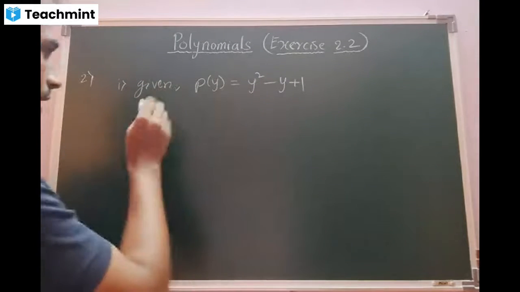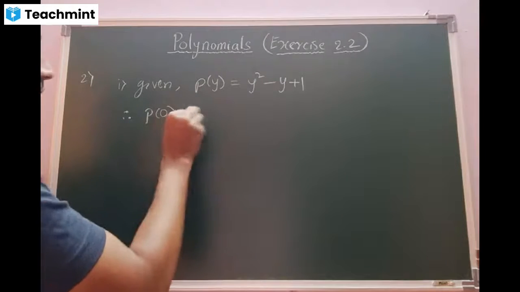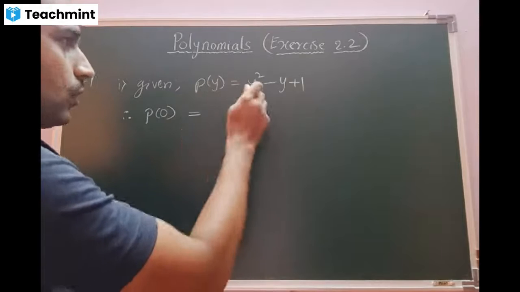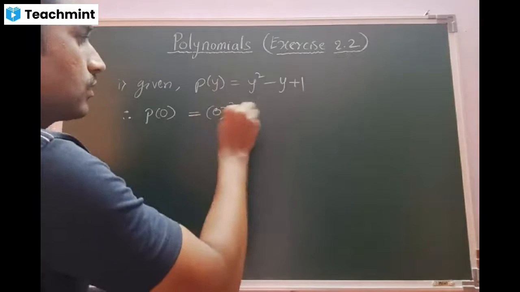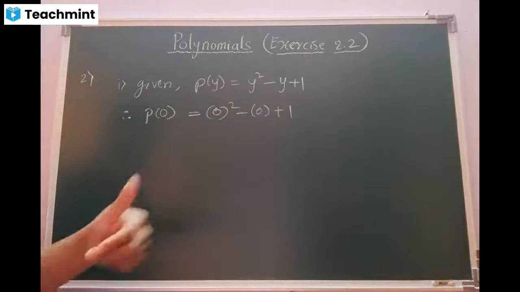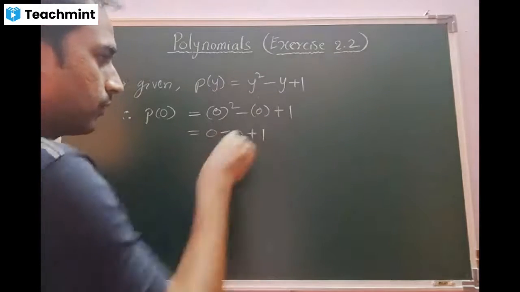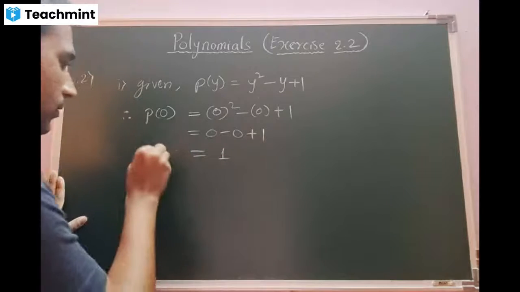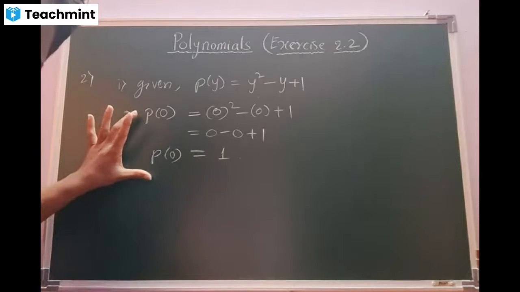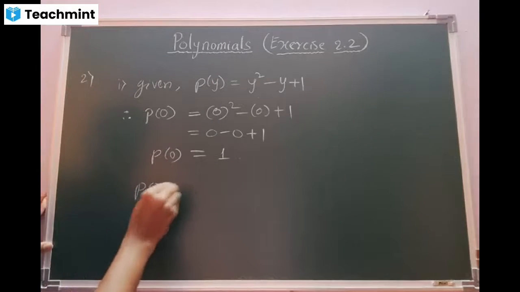Here we have to go for P of 0. Therefore, P of 0 is equal to, directly, beta, in the place of y it becomes 0. Then here 0 square minus 0 plus 1. Is that clear? Yes, sir. Answer is 1. So final answer is plus 1. This is your P of 0. But this is not the end, beta. You have to find two more. What is the next one?